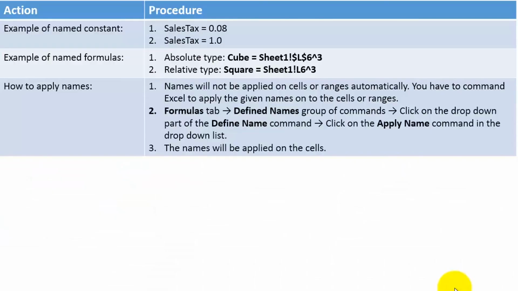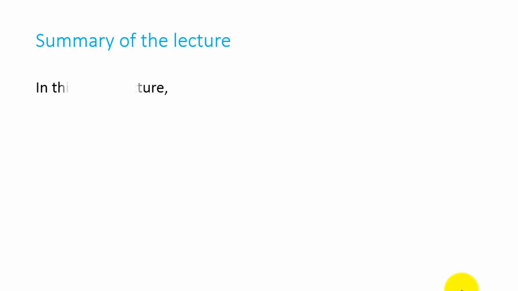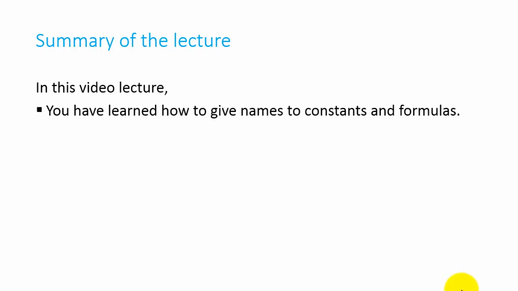These are the key takeaways from this lecture. You will get the downloadable copy of it with the exercise files and also in the lecture resources window. This summary will help you to grab the overall discussion of the video, print it or use it in your own way. Summary of the lecture. In this video lecture, you have learned how to give names to constants and formulas.